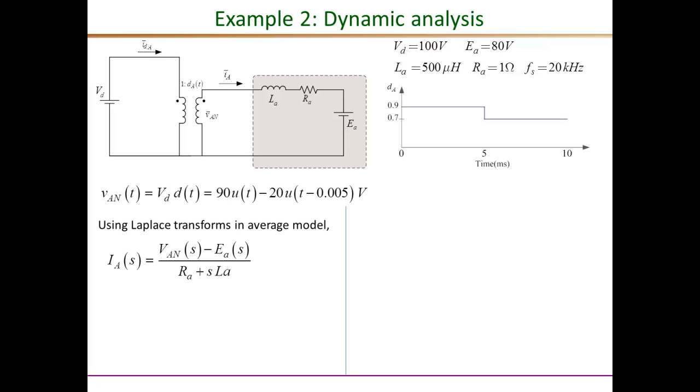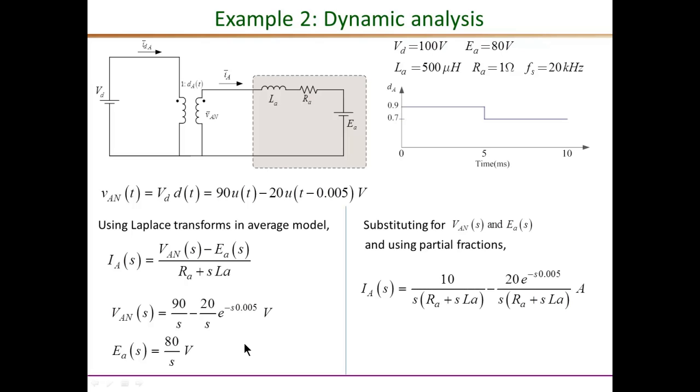Then we need to write the differential equations, and we solve that using Laplace transforms. So the Laplace transform of IA of S, the inductor current, is VAN minus EA divided by this impedance, which is RA plus SLA. The Laplace transform of VAN is 90 over s minus 20 over s times e to the minus s 5 milliseconds. EA of S of course is 80 over s.